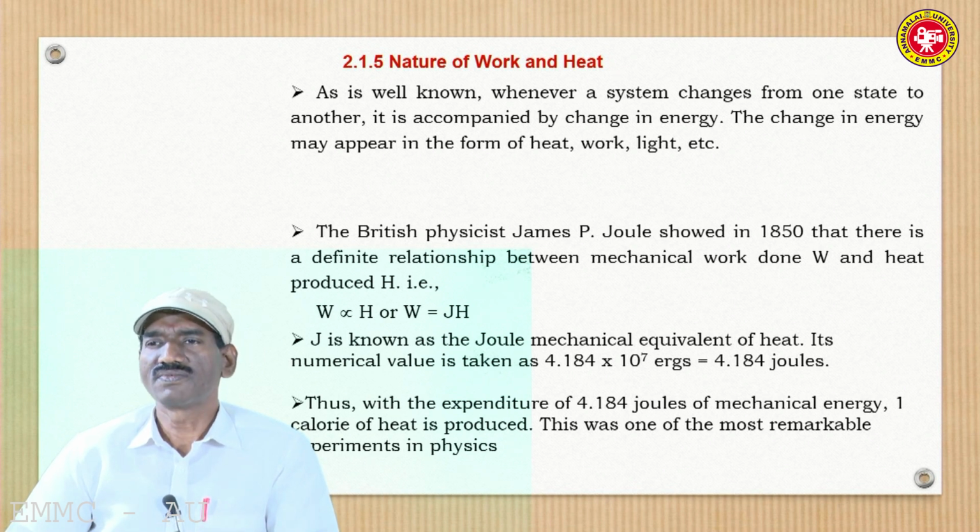Initially, the British physicist James P. Joule showed in 1850 that there is a definite relationship between mechanical work done W and heat produced H, that is, W is directly proportional to H, or W is equal to JH. Here J is known as the Joule mechanical equivalent of heat. Its numerical value is taken as 4.184 into 10 to the power 7 ergs, which is equal to 4.184 joules. With the expenditure of 4.184 joules of mechanical energy, 1 calorie of heat is produced. This was one of the most remarkable experiments in physics.